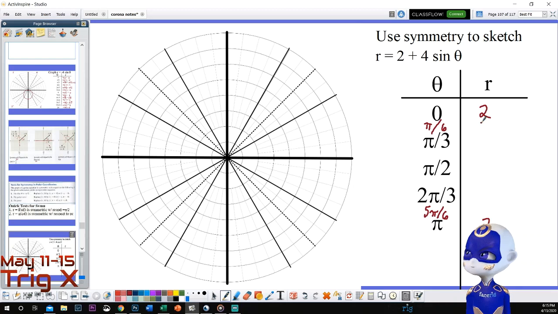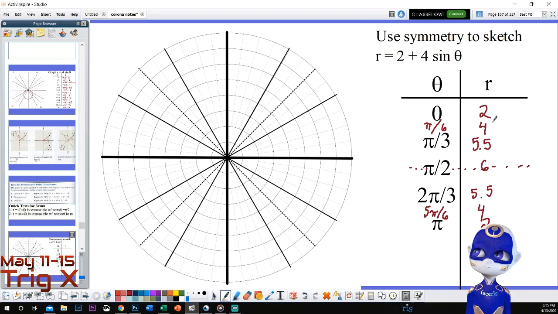So there's 2, this one was 4, this one was 5.4641, which is close enough to 5.5 when I'm graphing. This one was 6, this one was the 5.5 again, and here this was 4. Okay, you'll notice that there's some symmetry right about here. Everything is the same on both sides, correct?